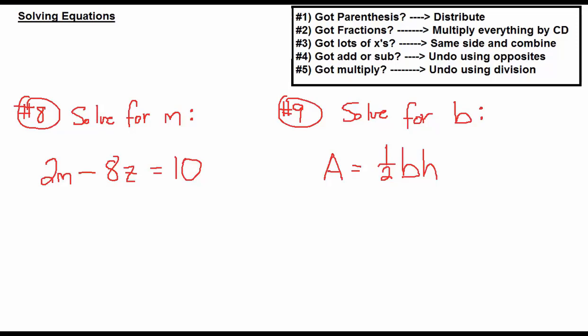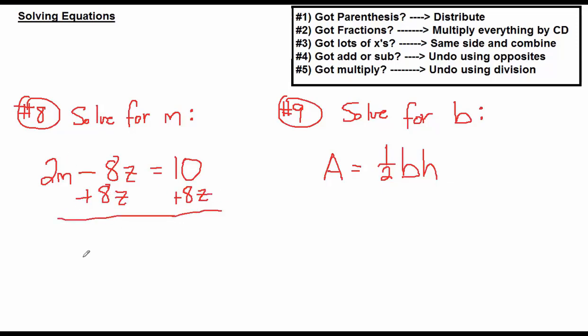Okay, welcome back. Let's take a look at how to solve these problems. We got to get M by itself, so I'm just going to go down the process here. Do we got parenthesis? No. Got fractions? No. Got lots of X's? In this case, we're solving for M. Do we got lots of M's? No. Got addition or subtraction? Yeah, we've got this minus 8z. So to get rid of that, we're going to add 8z to both sides.